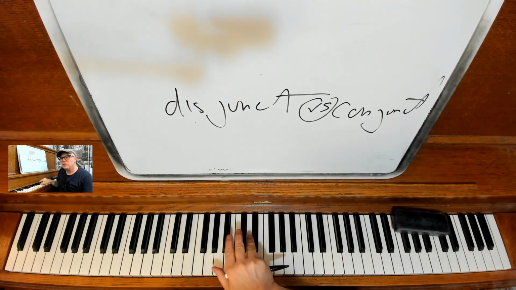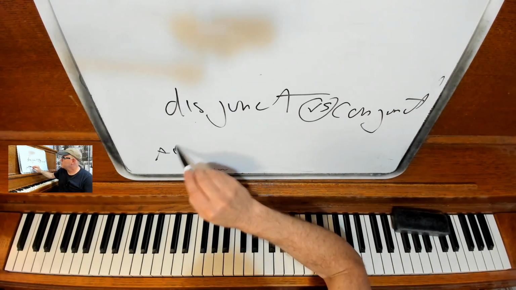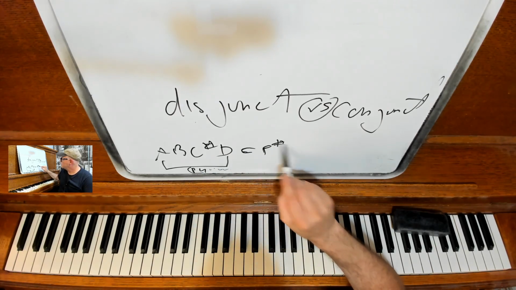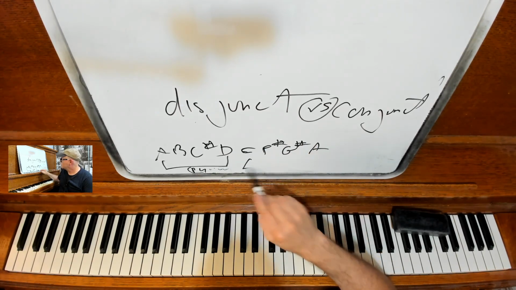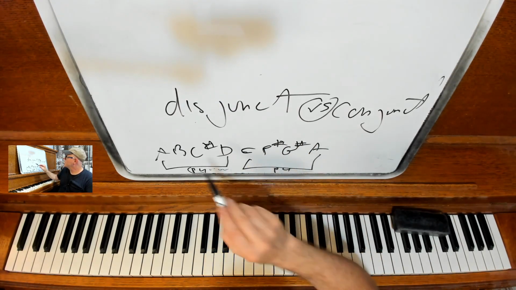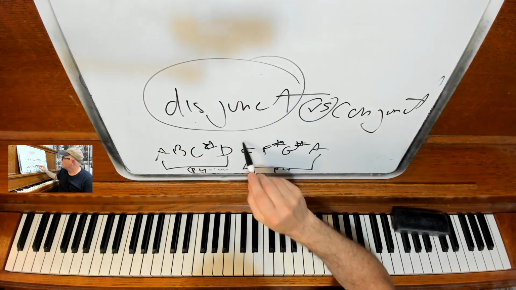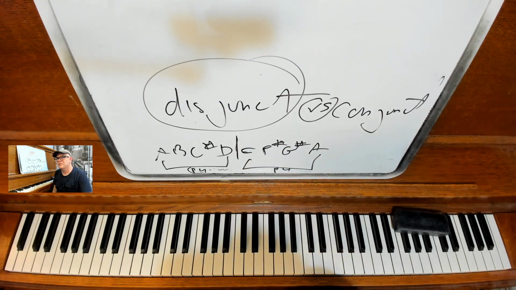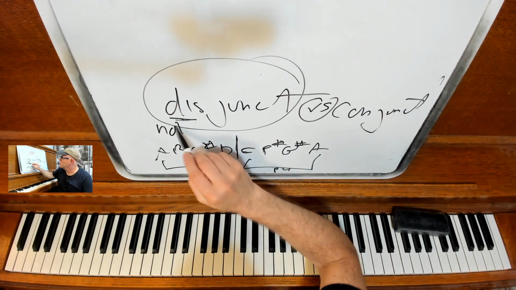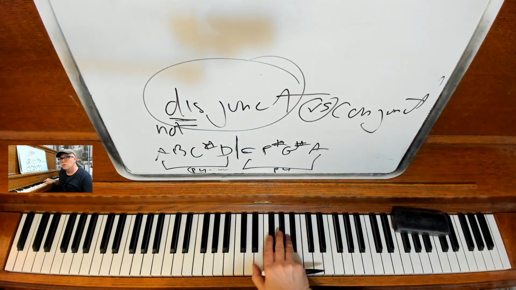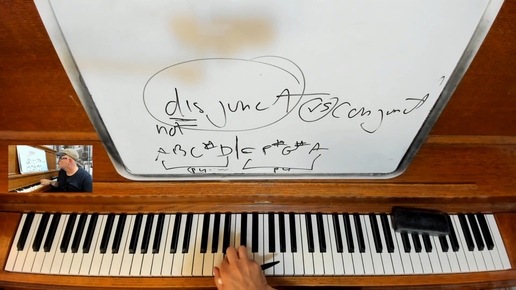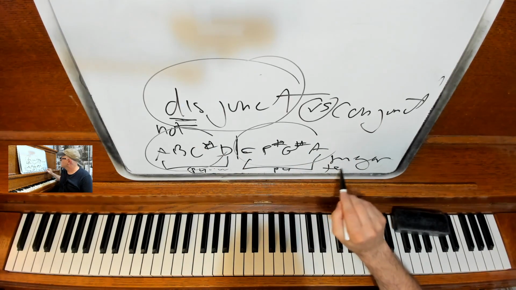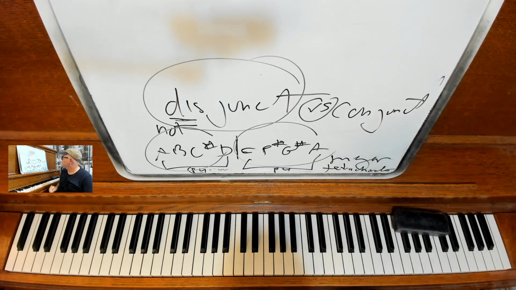So A major, A, B, C sharp, D. All right, that's a perfect fourth. E, F sharp, G sharp, A. That's also a perfect fourth, right? And those are disjunct because they do not share notes. They are separate. Dis means not. They do not share notes. That's a very typical scale. Two major tetrachords.